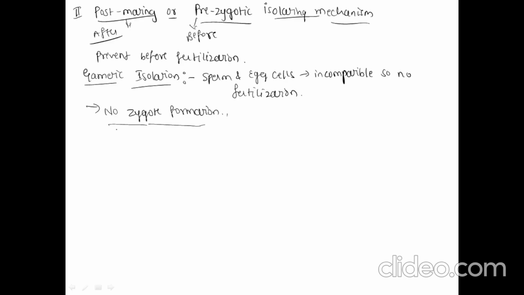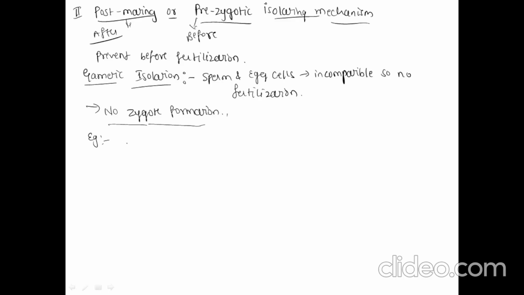The failure of zygote formation may be due to sperm not surviving in the reproductive tract, sperm not recognizing the egg, or chemical incompatibility between the sperm and egg. We'll see an example for this.